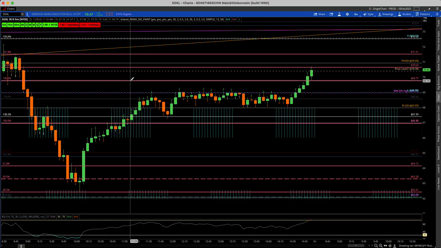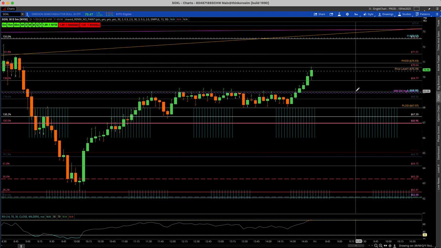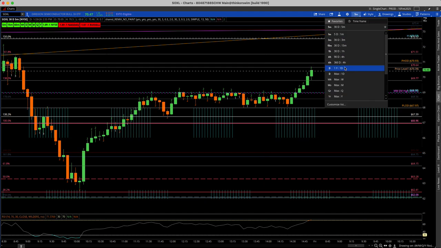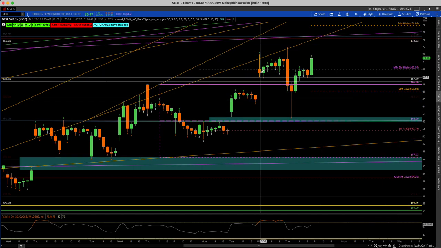So, some pretty good volatility today. Able to get some profit in both directions. Obviously, more profit to the downside. So I hope everybody was able to take part in that. Let's go ahead and zoom out a little bit more. Let's take a look at the 1 hour. Let's go to our day chart. There we go.